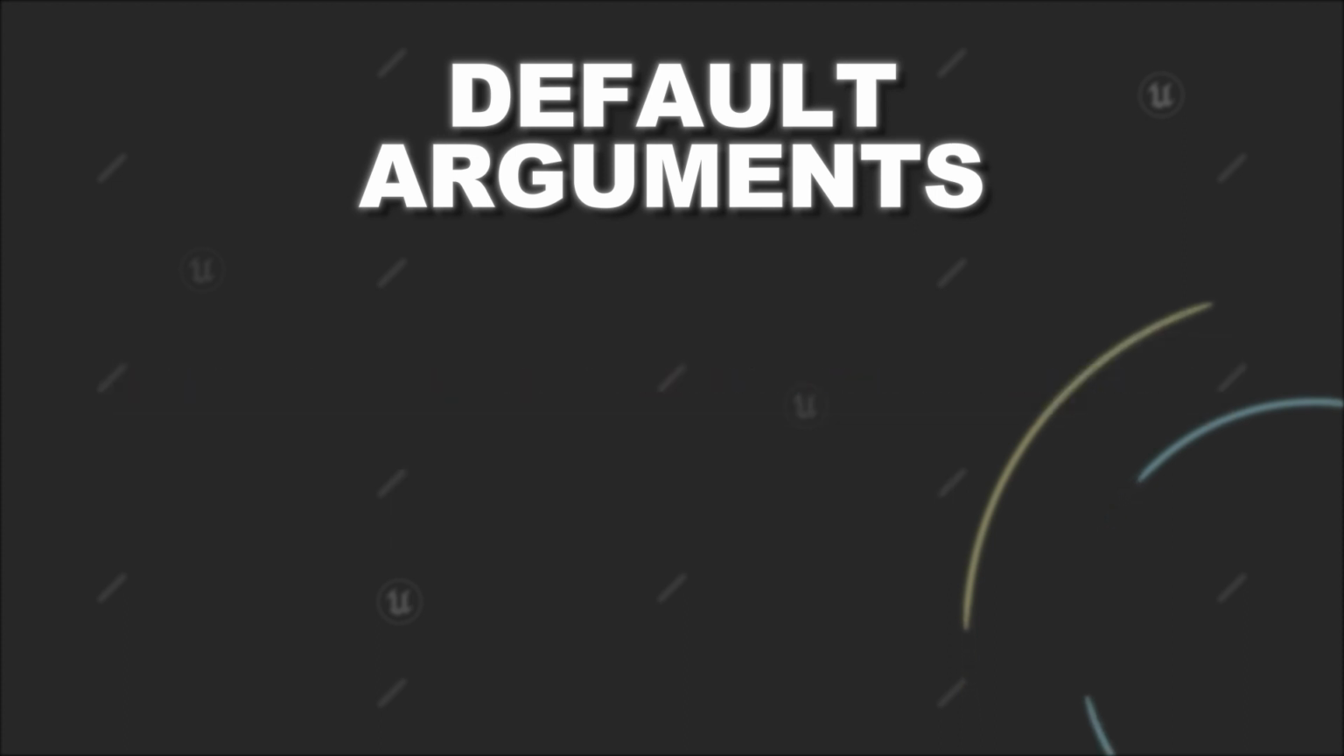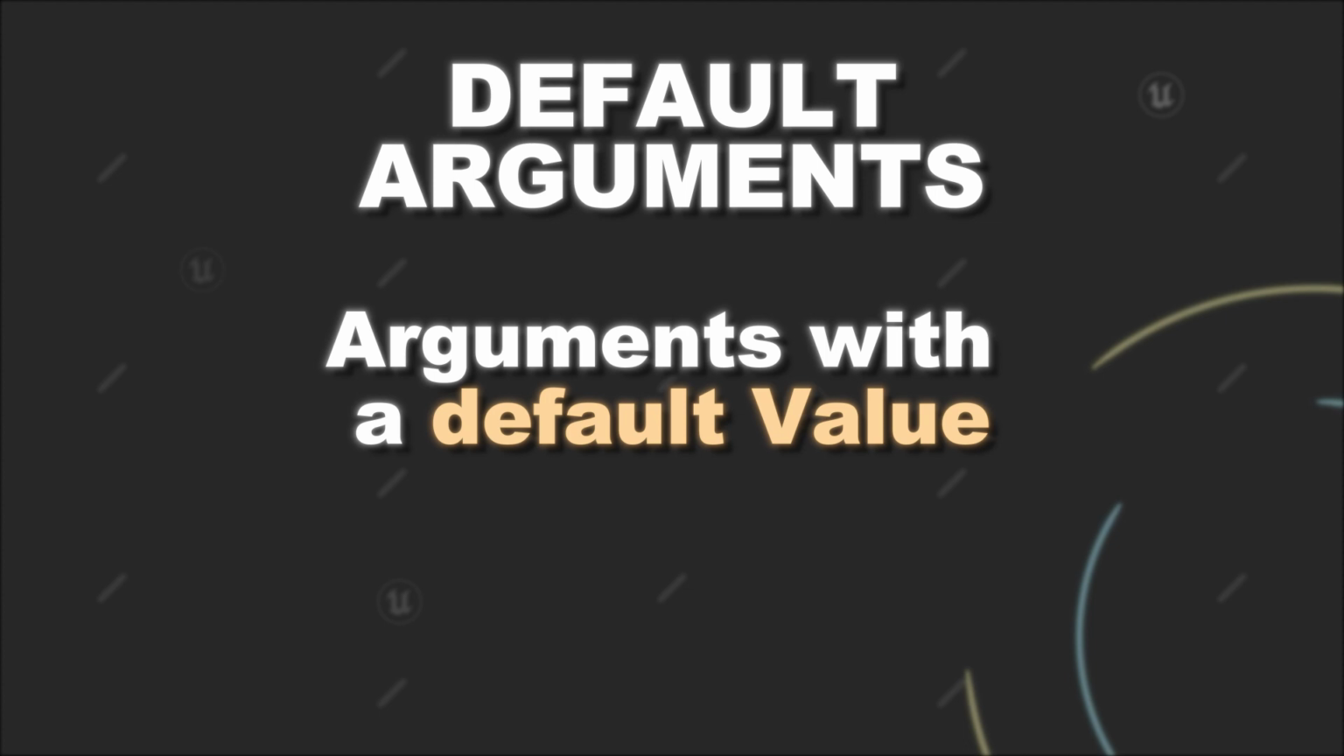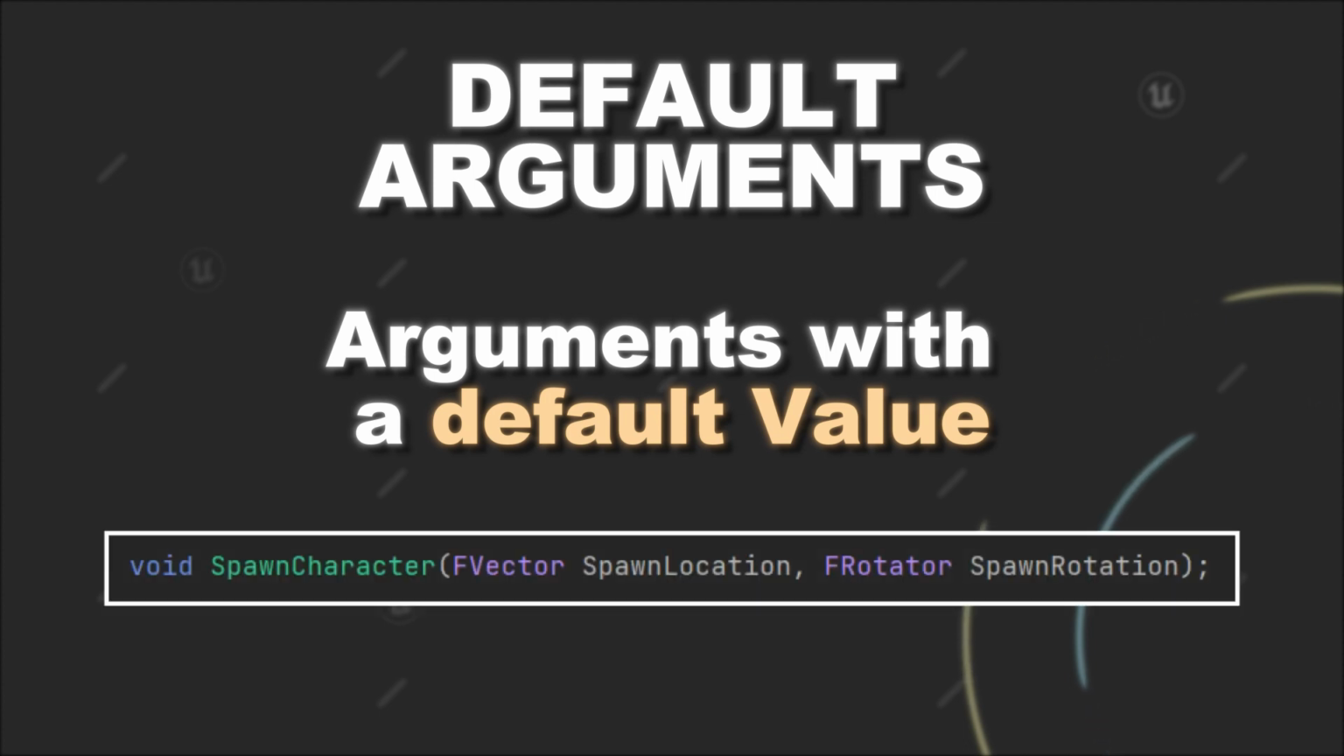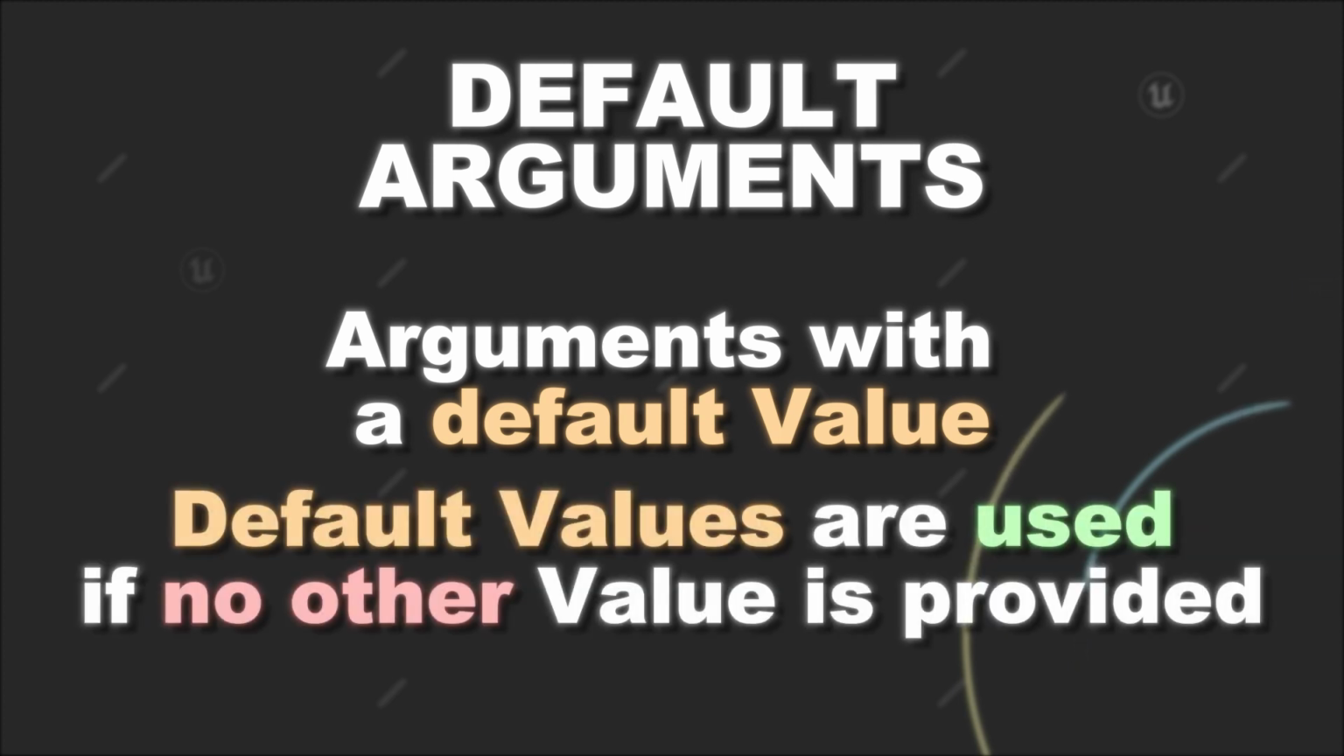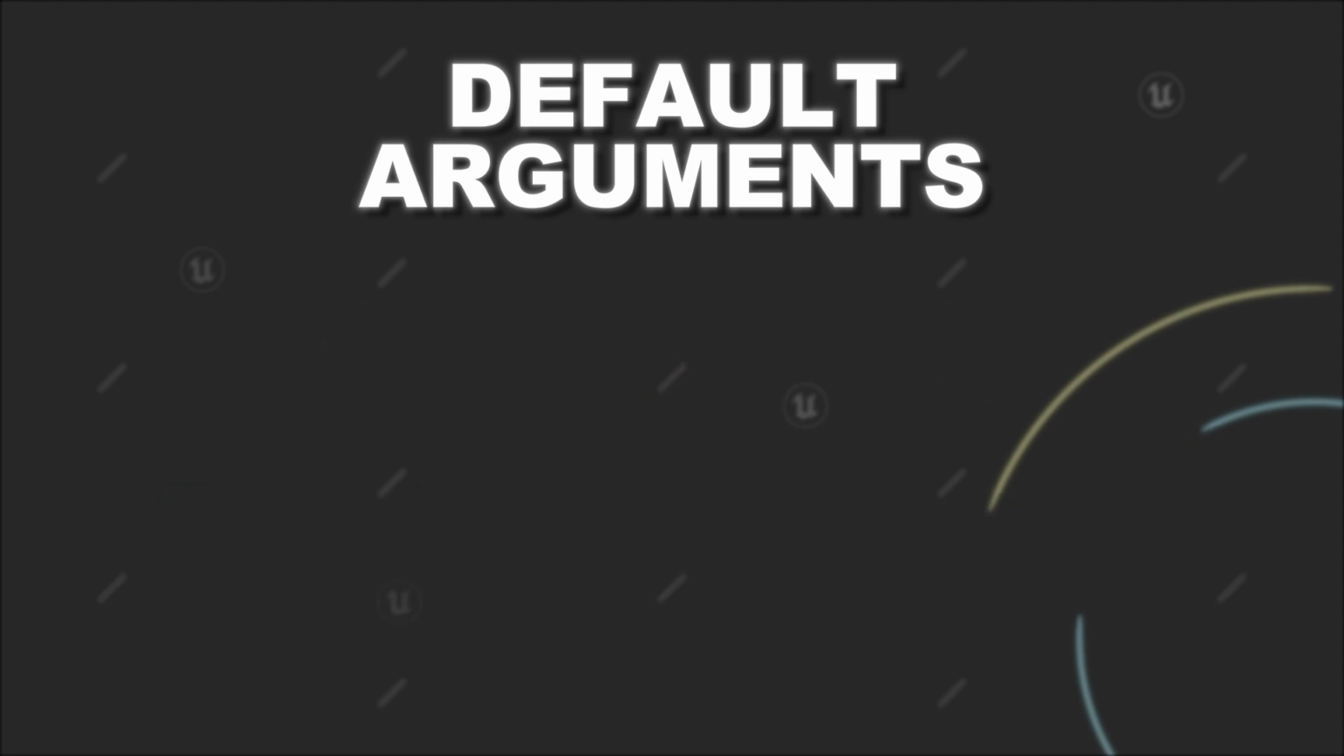For such scenarios, we can use default arguments. As the name already suggests, default arguments are arguments that have a default value assigned to them. So, in our case, the FVector and FRotator would have default values. Then, if we don't pass the information for these arguments to the method when calling it, the default values would get used. But how do we define a default argument?